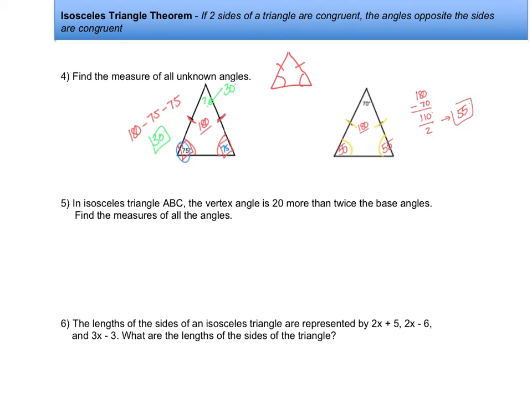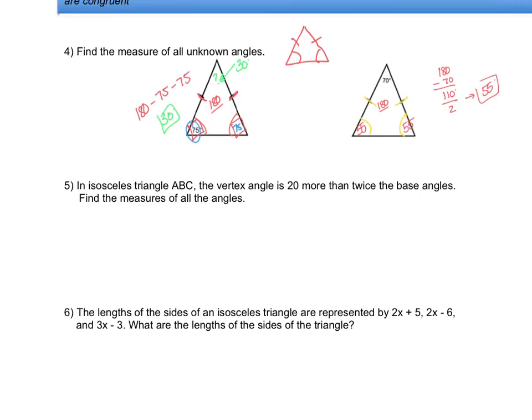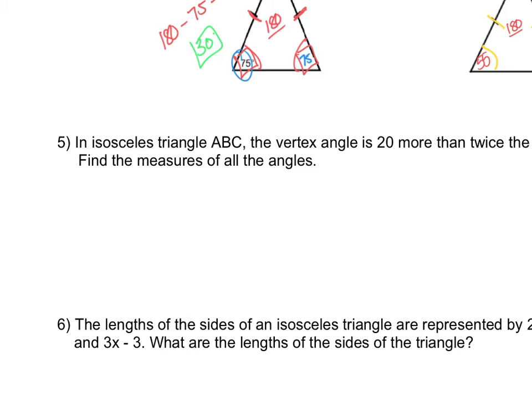Okay. In isosceles triangle ABC, the vertex angle is 20 more than twice the base angles. Find the measure of all the angles. So the first thing we're going to do is draw a picture of triangle ABC.